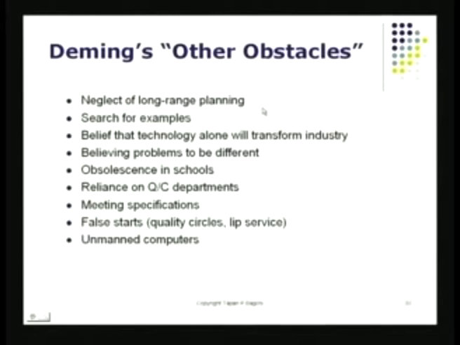And Deming had a number of other obstacles also. He said these are the problems in the company because of which they are not able to move toward quality. For example, very few companies really do long range planning. They do not have examples of excellence that are propagated within the company. And they believe that technology alone is going to transform everything. Nothing else. No philosophies are required, no orientation is required, and so on and so forth.